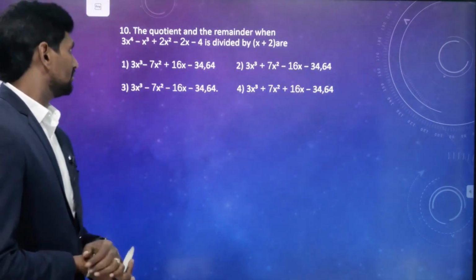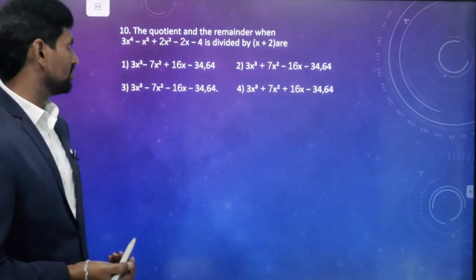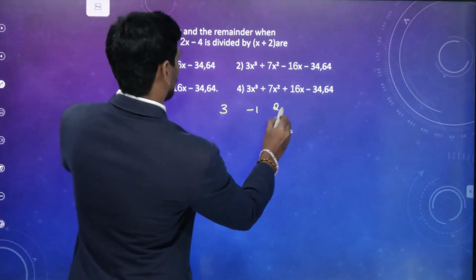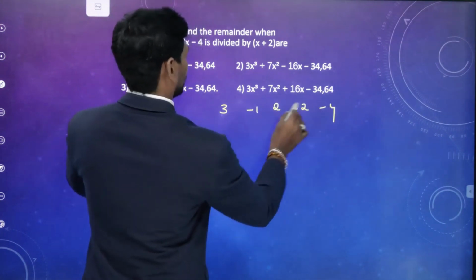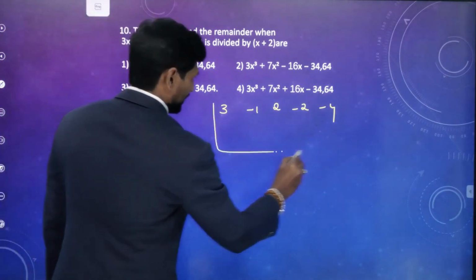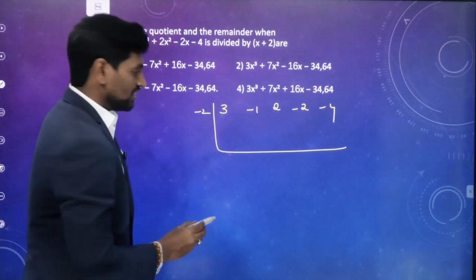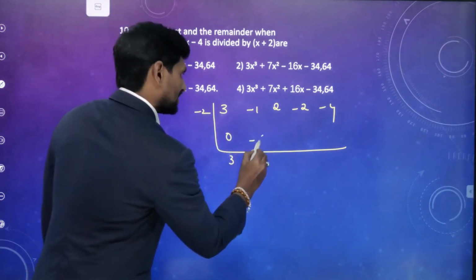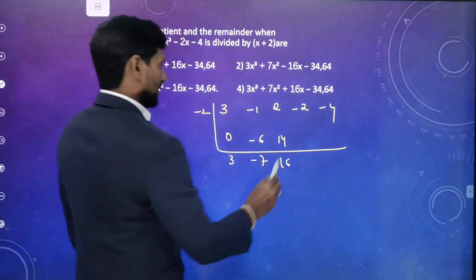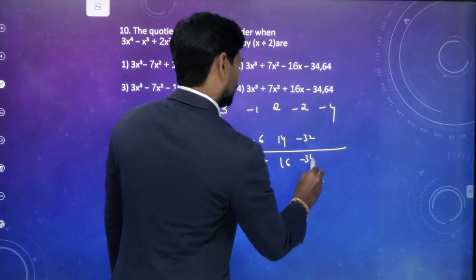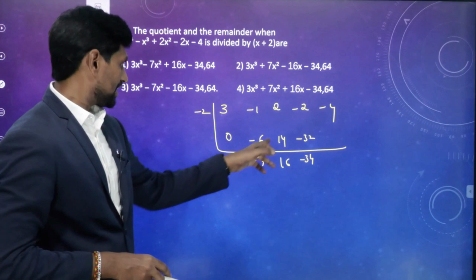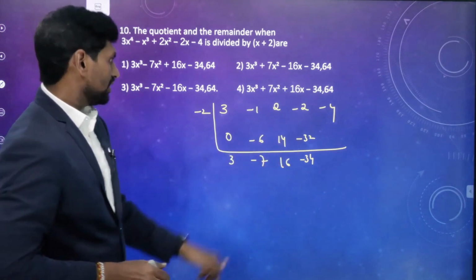Quotient and remainder. Quotient and remainder means synthetic division we should use. Let us do it here. Coefficients. So 3 minus 1, 2 minus 2 minus 4. 1, 2, 3, 4, 5 terms means it will be biquadratic. Yes, biquadratic only. X plus 2 factor means minus 2 will be the root. Here 0, 3, minus 6, minus 7, plus 14, 16. Next minus 32, minus 34. Am I right? Yeah, minus 6, minus 7, yeah, plus 14, 16, minus 32, 34.